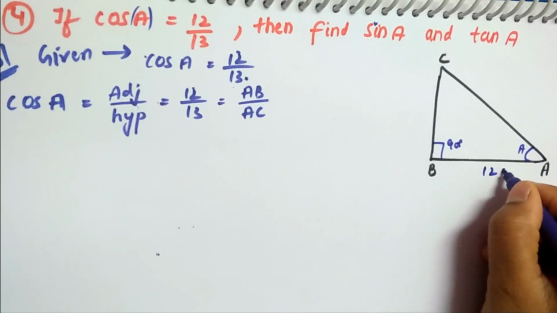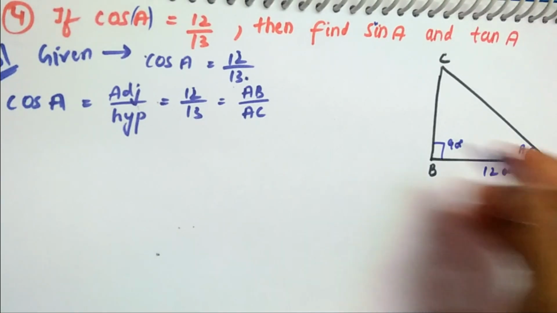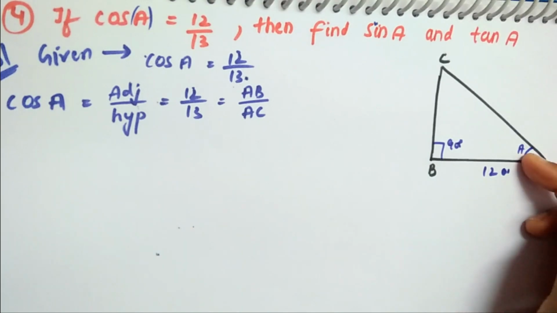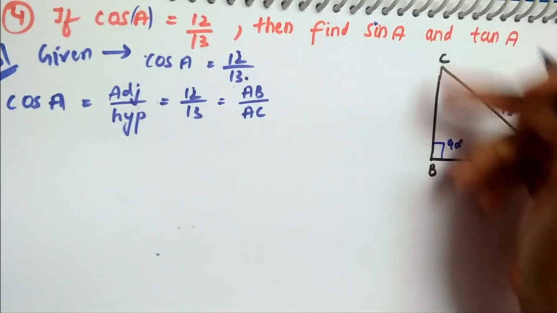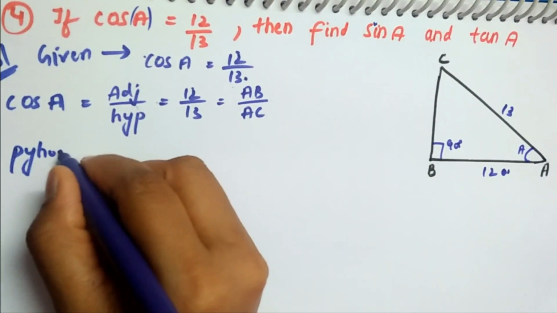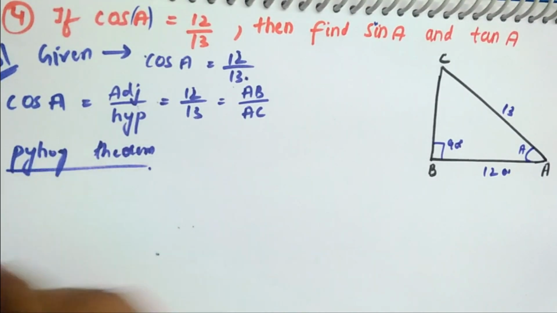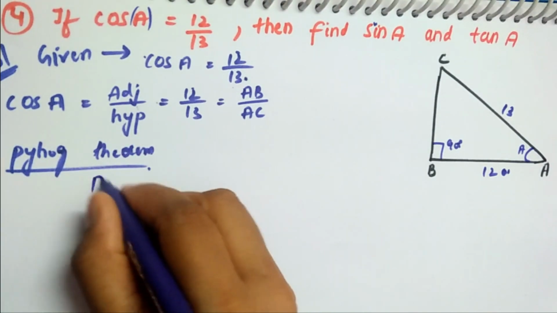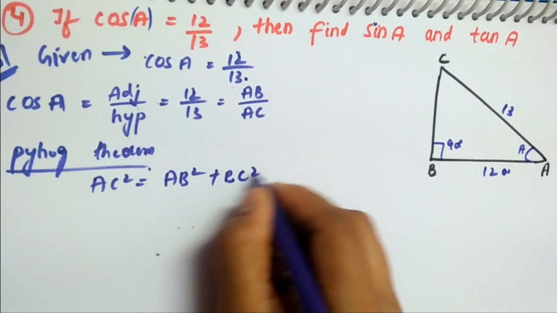So AB is given as 12 centimeters, and the hypotenuse is given as 30. Now, is it easy to find BC using the Pythagoras theorem? From the Pythagoras theorem, we know that AC square is equal to AB square plus BC square.